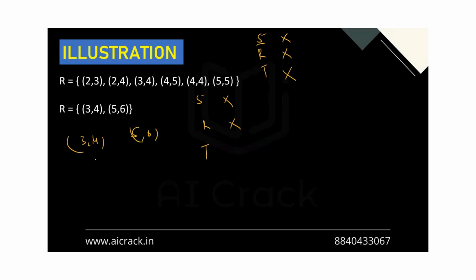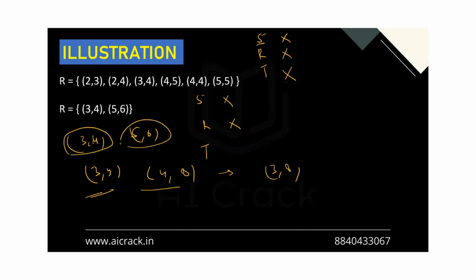What do we mean by transitive? We mean that if we have 3 comma 4 and if we have 4 comma something, let's say 4 comma 8, then we have 3 comma 8. But we don't even have a second pair starting from 4. We just have 3 comma 4 over here, and we have 5 comma 6 over here. There is no further pairing. So because the condition is never triggered, we have to mark it as transitive.